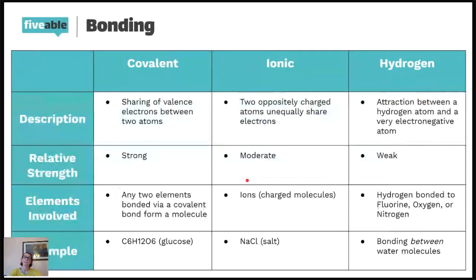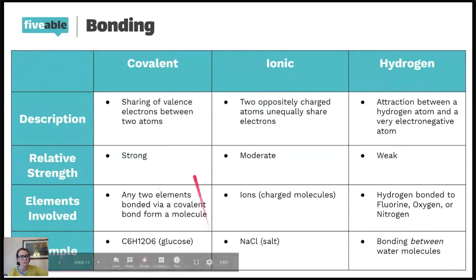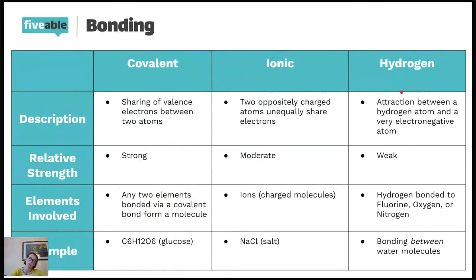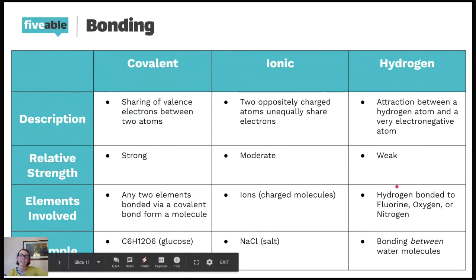Okay, so hydrogen bonding is going to be the weakest, and it's actually between molecules, not within molecules, because molecules are going to be formed with either covalent or ionic bonding. So hydrogen bonds are going to be attractions between a hydrogen atom and a very electronegative atom. Specifically, my teacher used to always say hydrogen bonding is FON, meaning F-O-N, because it's not really all that fun. But it happens between fluorine, oxygen, and nitrogen, and hydrogen.